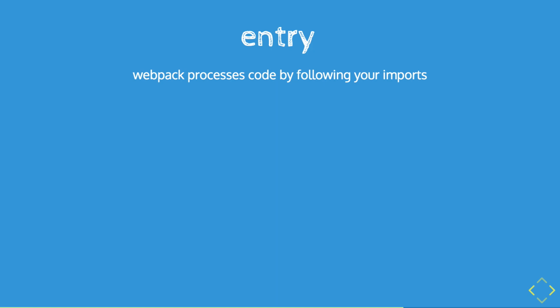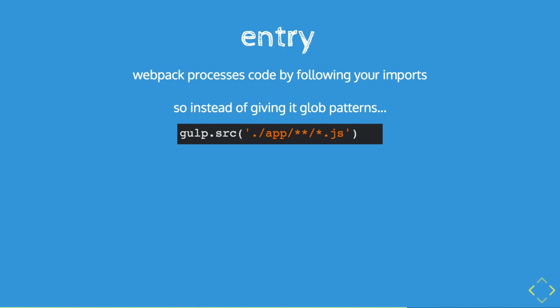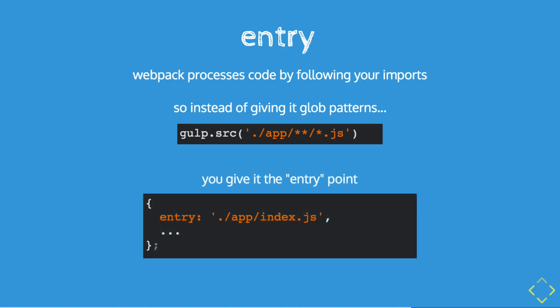So instead of globbing patterns like in Gulp, just give it the entry point, and it looks like that in your Webpack config. Any questions? It's one of the simpler of the 4 concepts, maybe only exceeded in simplicity by output. Anybody want to take a guess at output?